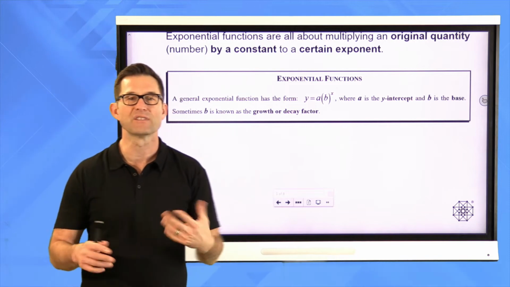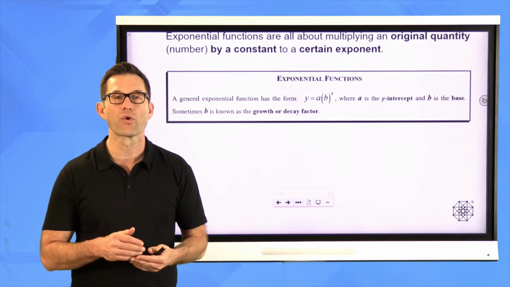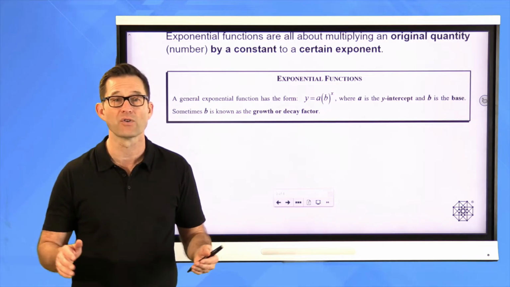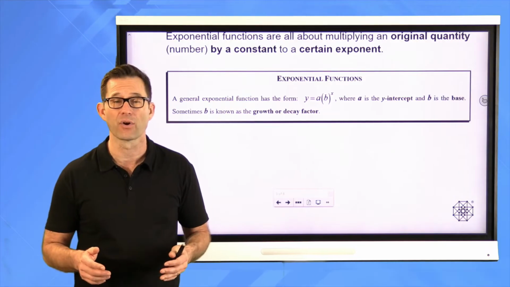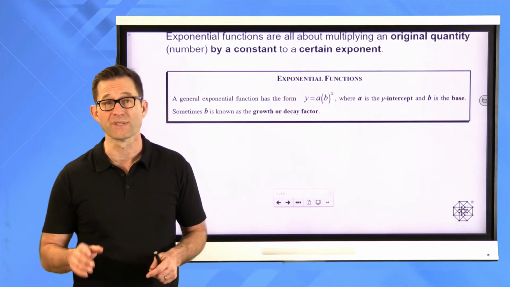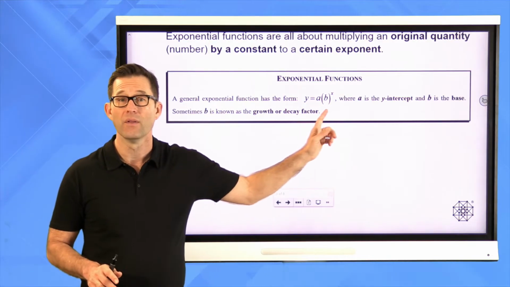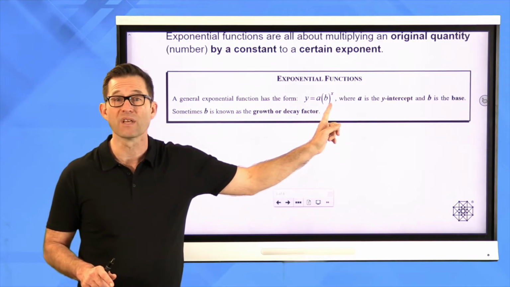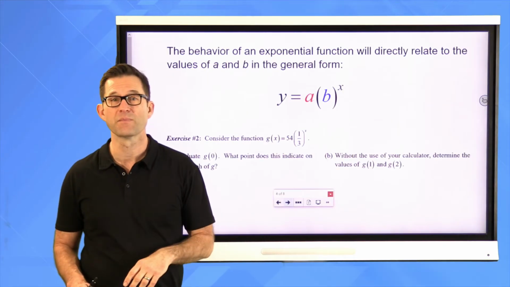Sometimes b is given special names depending on the context of the problem. Sometimes it's called the growth factor if the exponential function is increasing, like what we just saw. Sometimes it's called the decay factor if the exponential function is decreasing. We'll see one of those in just a moment, okay? But, right, a constant times another number raised to a power. Let's work with exponential functions.